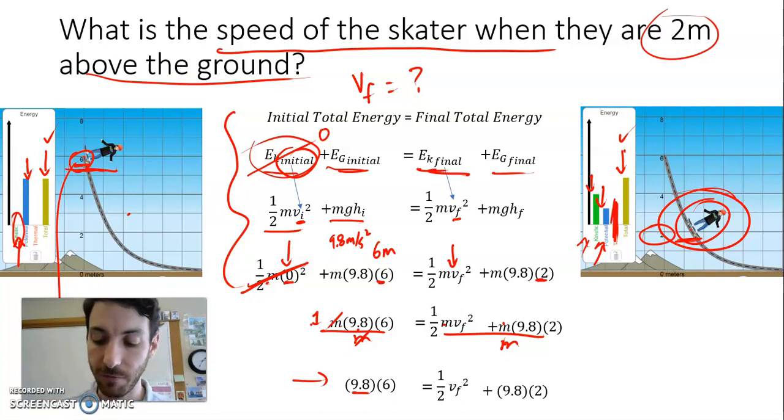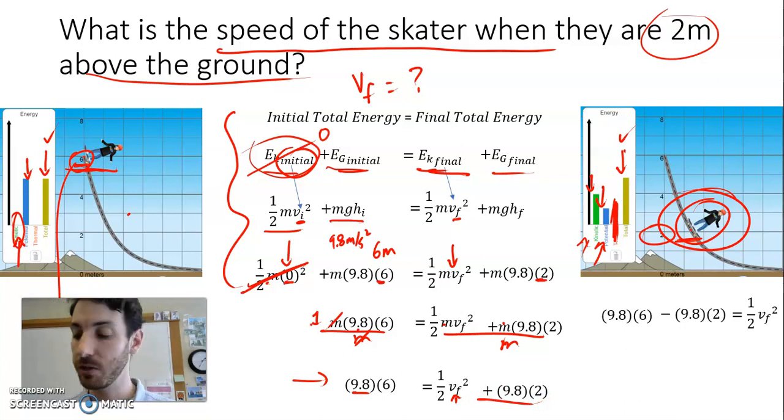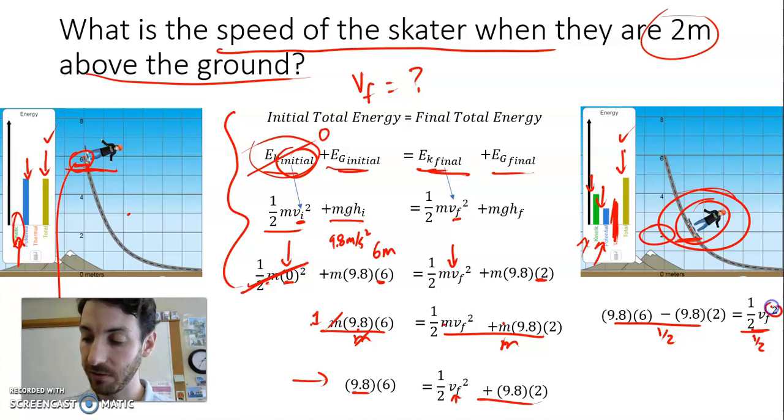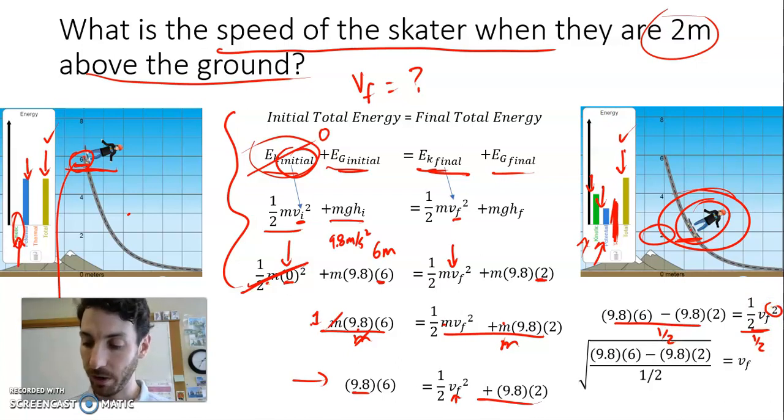So now we're just trying to find what is this final velocity. So the next thing I would do is subtract that from both sides of the equation. And then from here, you can either multiply both sides by 2 or divide both sides by 1/2. Both work. The last thing we need to do is take care of this square, which would be taking the square root of both sides of the equation. And we find our final answer, 8.9 meters per second.